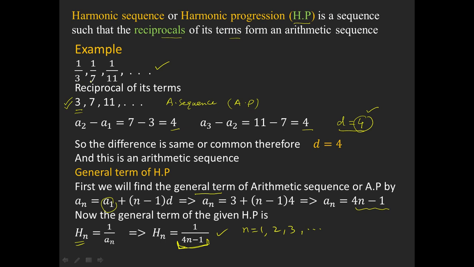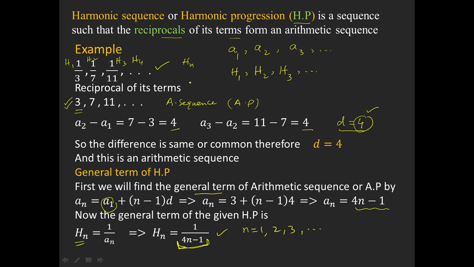The terms of arithmetic progression are represented by A1, A2, A3, and so on. The terms of harmonic progression will be H1, H2, H3, and so on. So this is H1, and this one is H2, and this one is H3, and the next term will be H4, and so on, and the general term will be Hn.